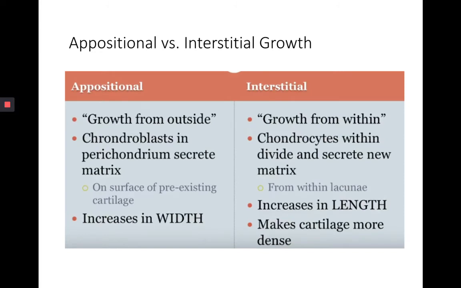So if we just compare the two, appositional growth from outside, interstitial growth from inside, chondroblasts are going to be responsible for laying down matrix, but interstitial chondrocytes must divide to create chondroblasts. So you'll see from within the lacunae mitosis of the chondrocytes for interstitial growth. And biggest differences for appositional growth, we'll see increases in width, whereas for interstitial growth, we'll see increases in length.